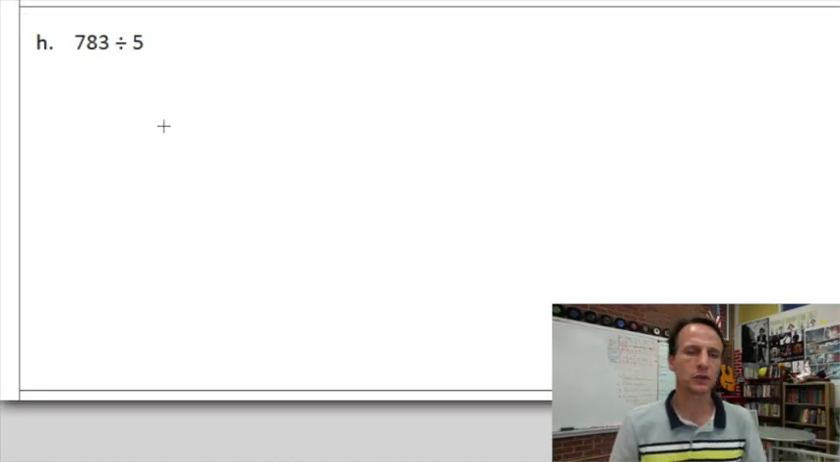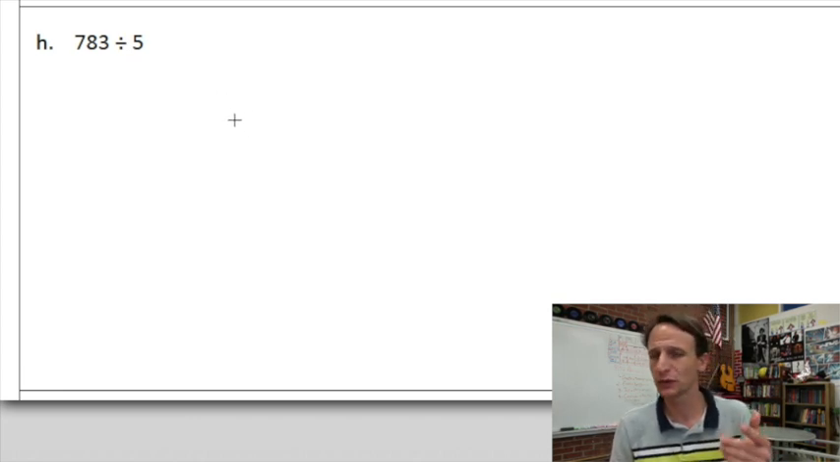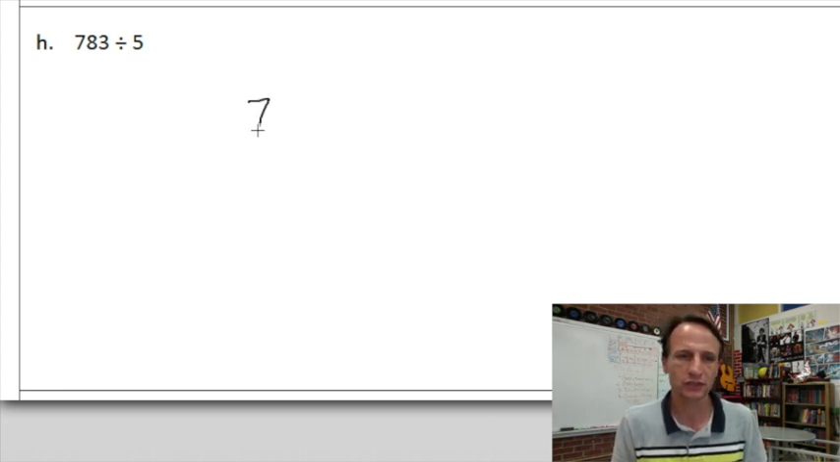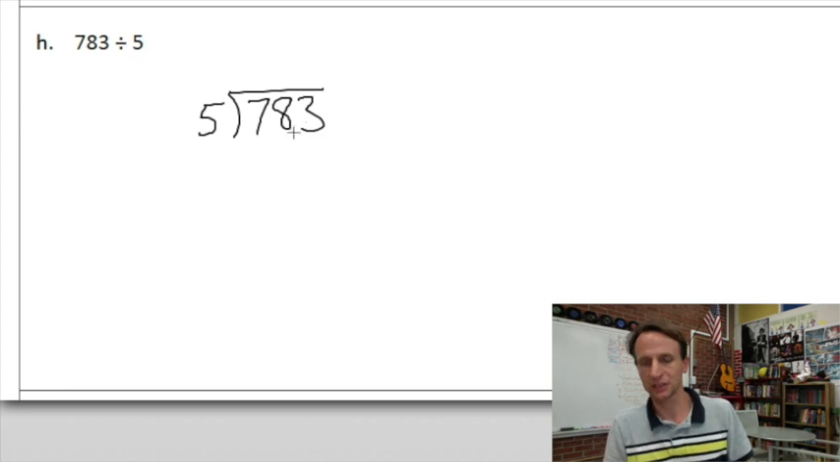And in H, we're looking at 783 divided by 5. We know there will be a remainder, because you can tell right off, because the dividend does not end in a 0 or 5, and we have a divisor of 5. So 783 divided by 5. Well, how many 5s in 7?